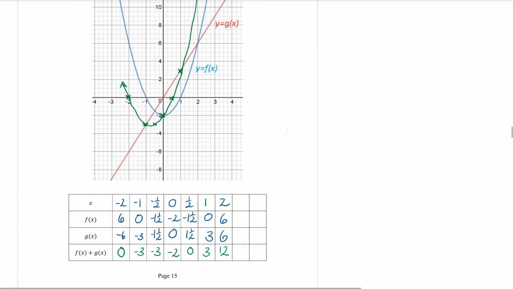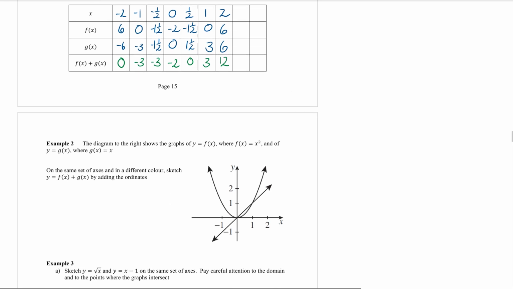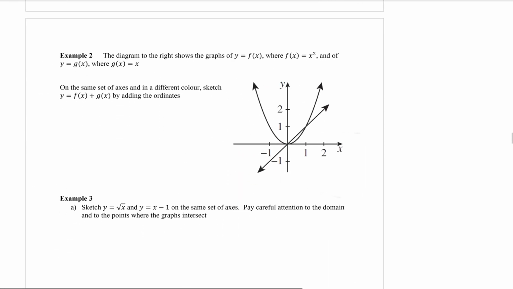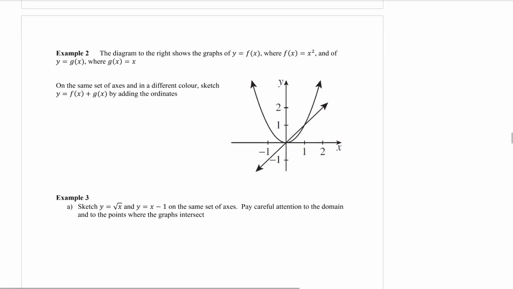Now that's been done with a table, and you can always use a table to make sure that you're accurate and careful, but perhaps you might want to try doing it without a table as well. So I've got a second example here, if you're feeling confident. The diagram to the right shows the graph of y equals f of x, where f of x is equal to x squared. And we also have g of x, which is the line x.